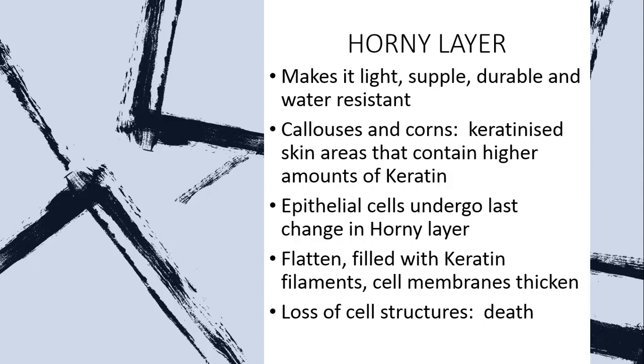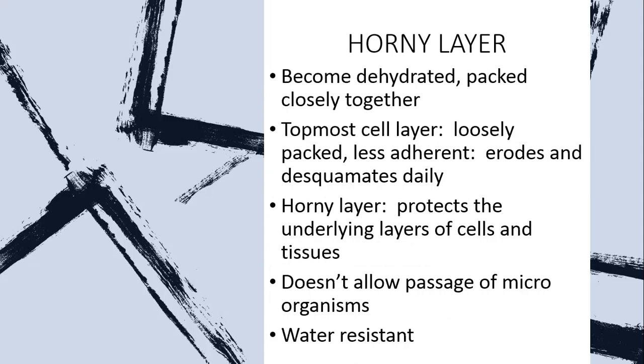Then epithelial cells undergo last changes in the horny layer. They flatten, they get filled with keratin filaments, and their cell membranes thicken. And if they have a loss of their cell structures, it results in death. They become dehydrated and pack closely together. The topmost cell layer is loosely packed, it's less adherent, it erodes, and it desquamates daily.